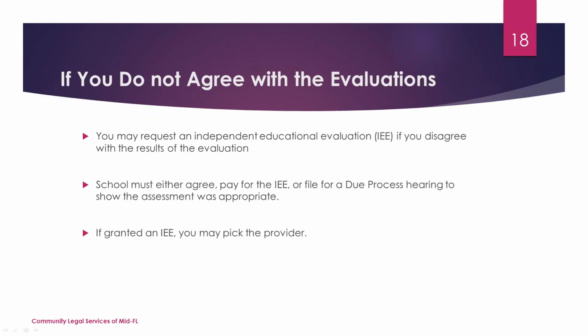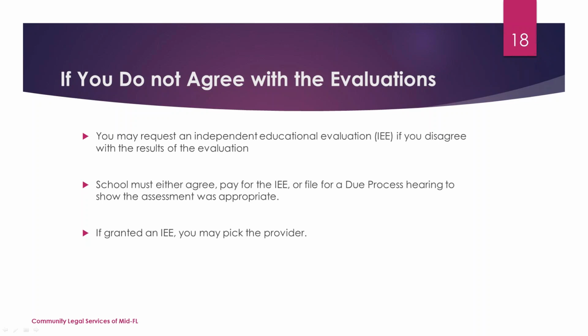If you do not agree with the evaluations, you may request an independent educational evaluation, IEE, if you disagree with the results of the evaluation. The school must either agree, pay for the evaluation, or file for a due process hearing to show that their assessment was appropriate. And if you are granted an IEE, you may pick the provider.